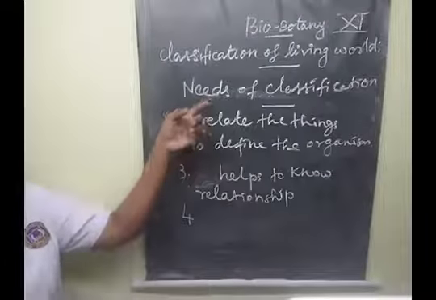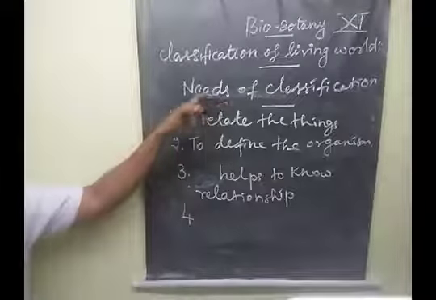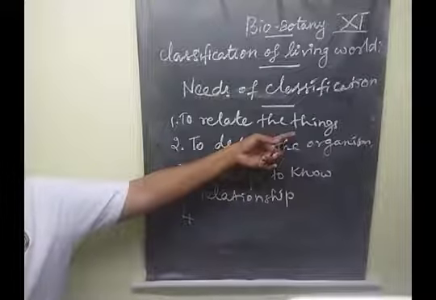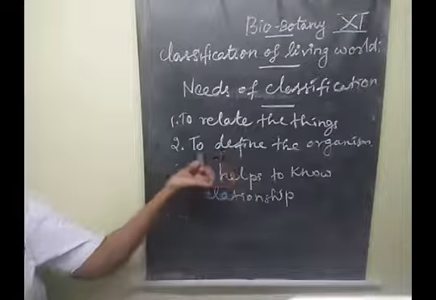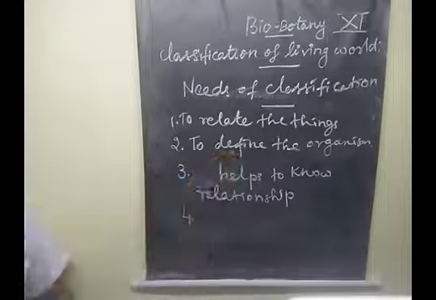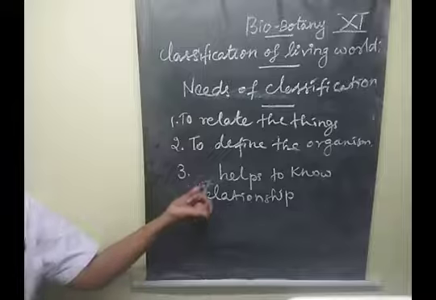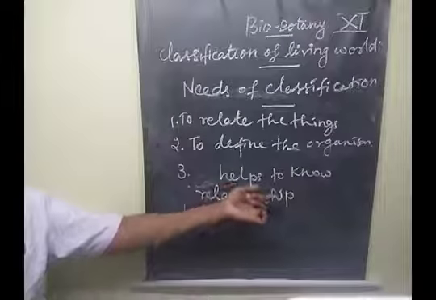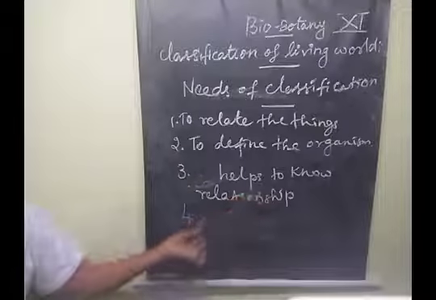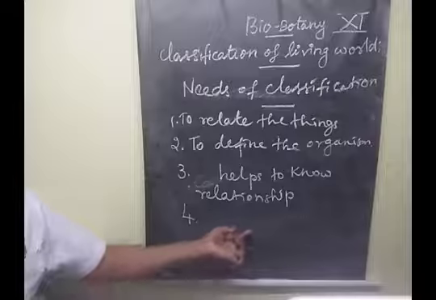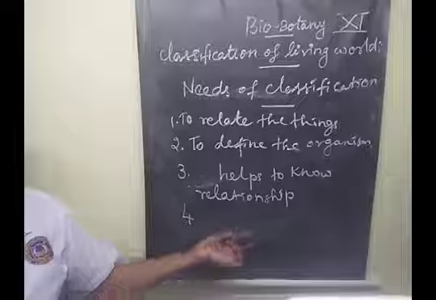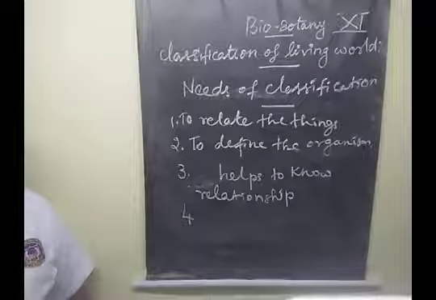Do you understand, children? Once again, revise these 4 points. First one is to relate things based on common characteristic features. Second one, to define the organism based on certain salient features. The next one is classification helps to know the relationship among different groups of organisms. The next one is classification helps in understanding phylogenetic characters, that is, the evolutionary relationship of different organisms.